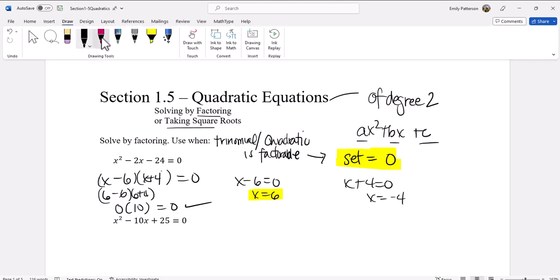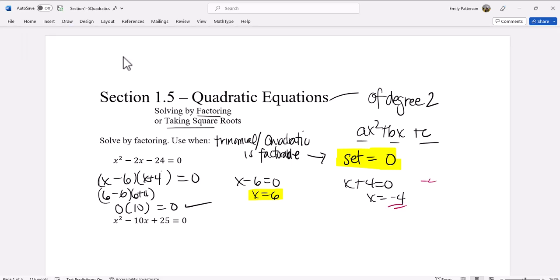Well, what if I did the other one? What if I used the other binomial? So what if I had that same equation, x minus 6 and x plus 4, but instead I'm going to use negative 4. So I have negative 4 minus 6 and negative 4 plus 4. Is that really equal to 0? Negative 4 minus 6 is negative 10. Negative 4 plus 4 is 0. So negative 10 times 0 is 0. And that also checks out. So if either of the binomials is equal to 0, then it makes the entire quadratic equal to 0.